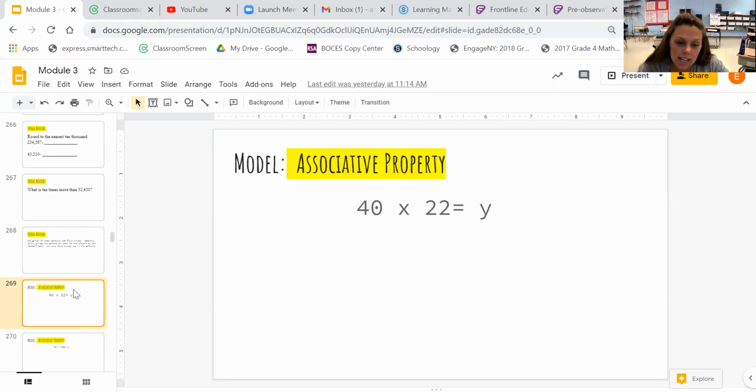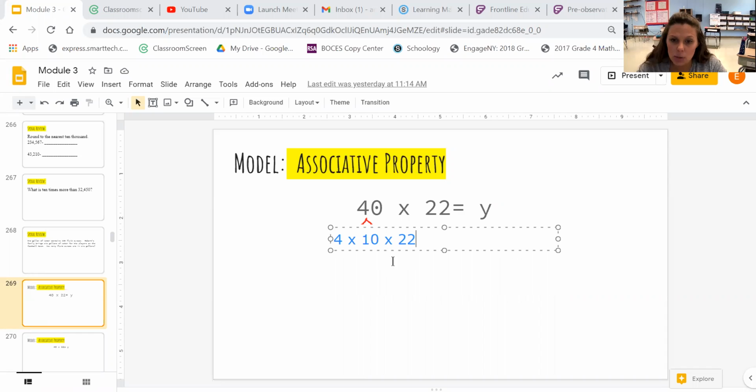So our equation is 40 times 22. Notice there are two digits by two digits, and we're solving for a variable of y. So what we're going to do first is simply break this number apart. I know to get to 40, I can multiply by two numbers. I can multiply by 4 and I can multiply by 10. And I'm multiplying that by 22.